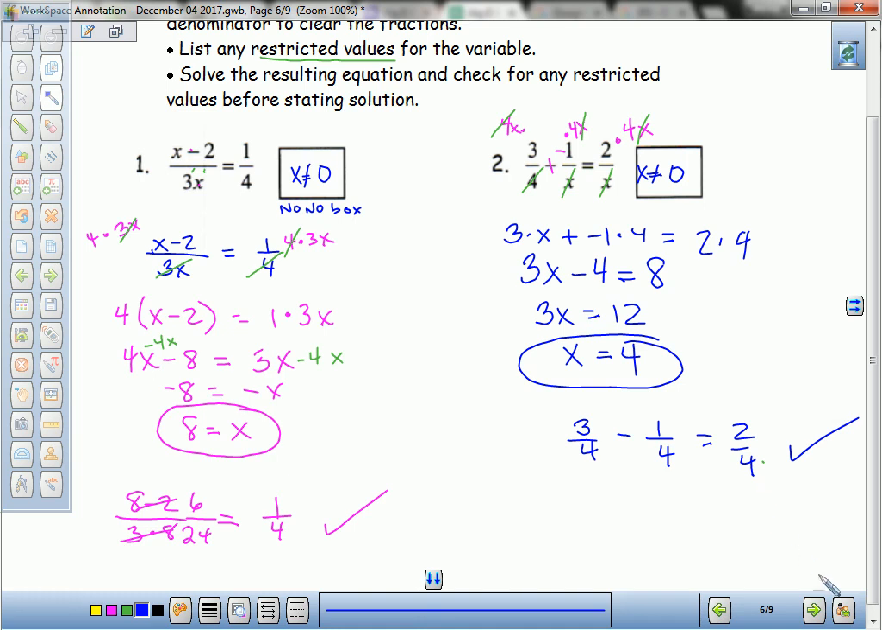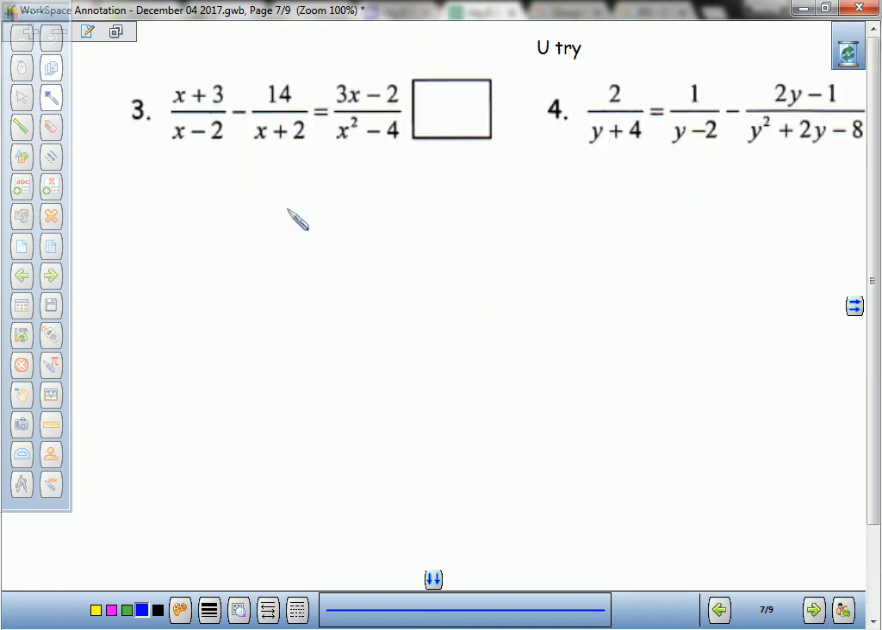Oh, that's even easier. Yeah, everything cancels. All right, example 3. If we look at these denominators, this third expression will factor. We need to factor it so that we can find the common denominator, just like we did when we added and subtracted. So the common denominator is x plus 2 times x minus 2.